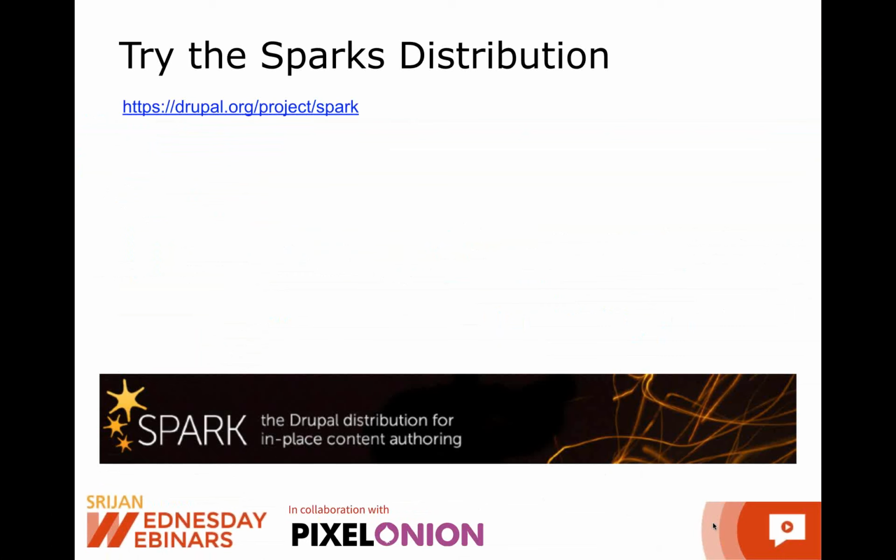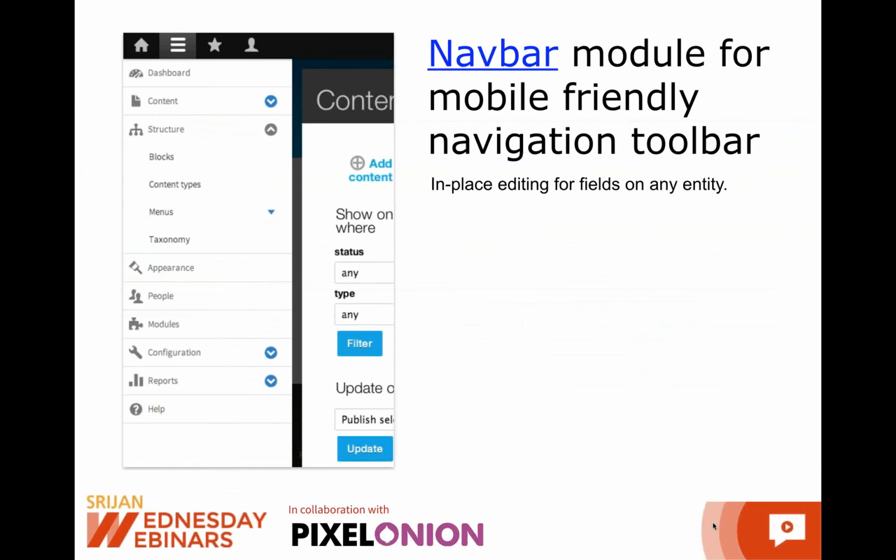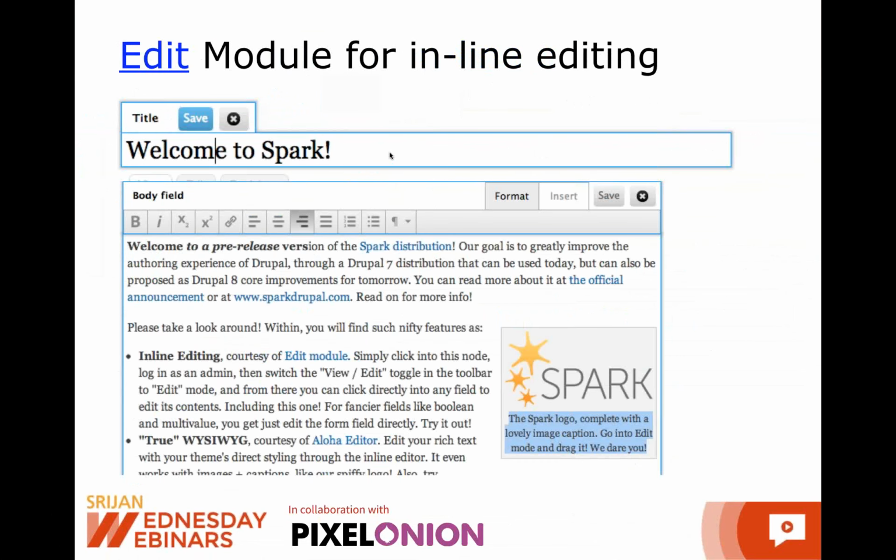One of them is navbar. Once you install the navbar module and with some configuration, you can straight away have a mobile-friendly responsive toolbar that you can use on your phone to navigate the admin area of your site. The Edit module in Drupal 7 is the one that allows for inline editing. Once this is installed, we can straight away edit inline in any of our content types.